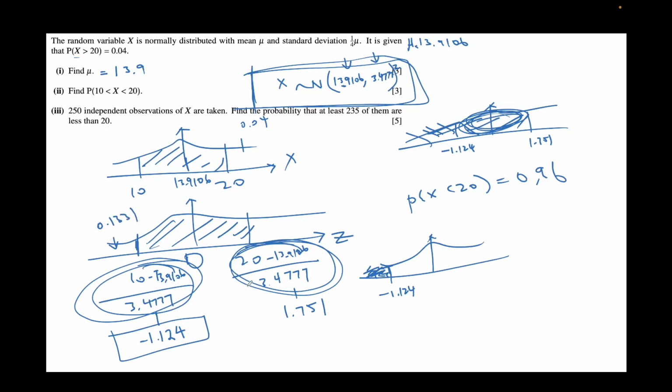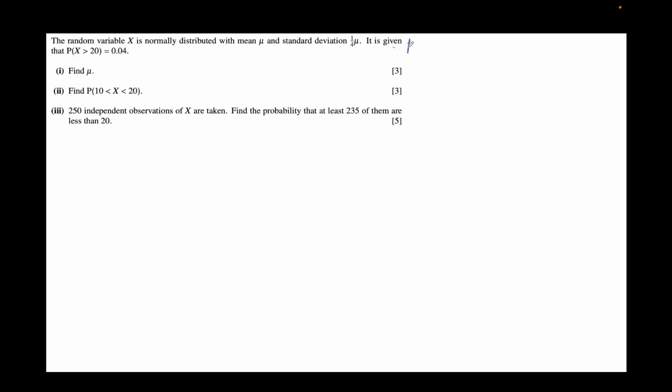And we know the area to the left of this is 0.96, to the left of this is 0.1331, so therefore the area we're trying to find is just going to be 0.96 minus 0.1331, which is 0.8269, which after three significant figures is just 0.827. So far so good?